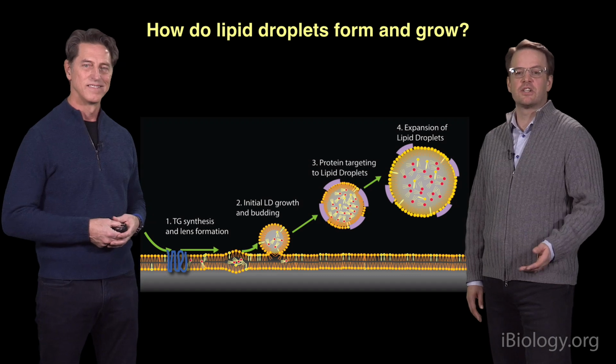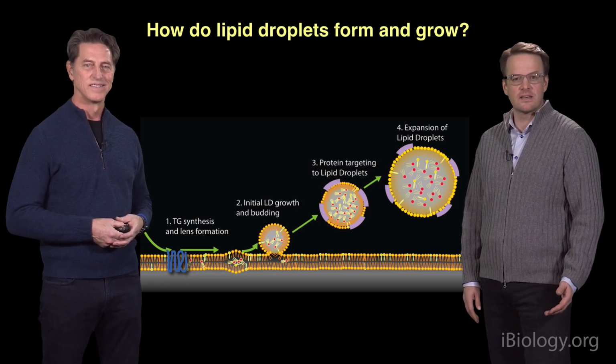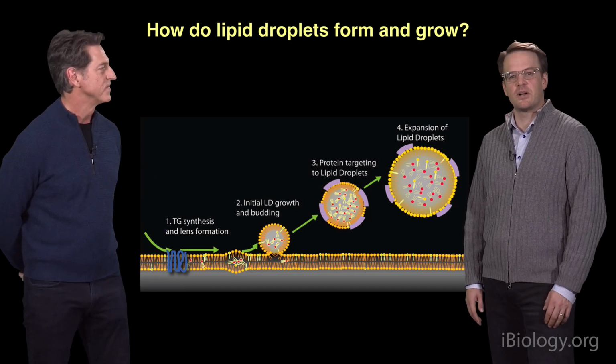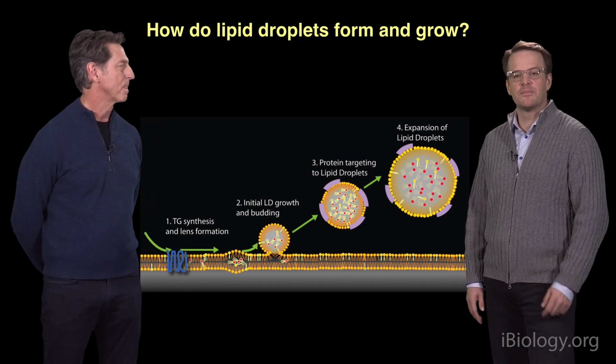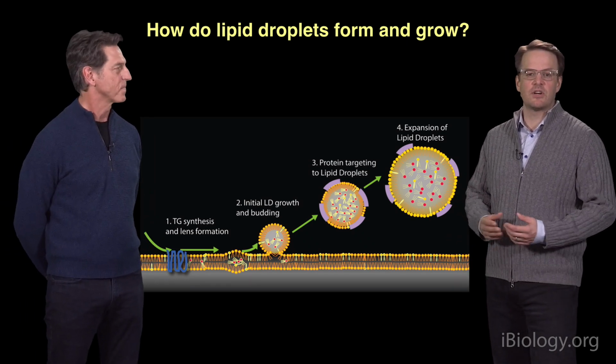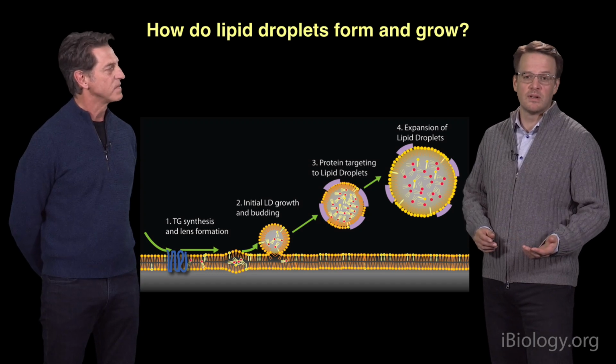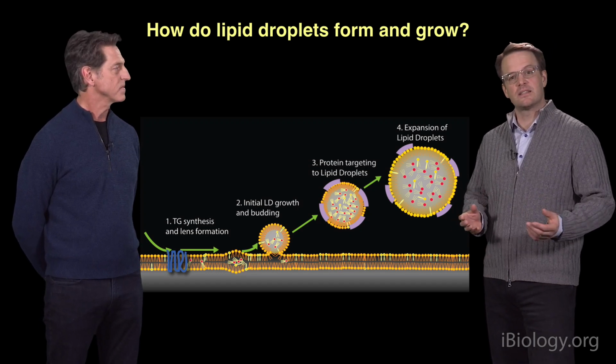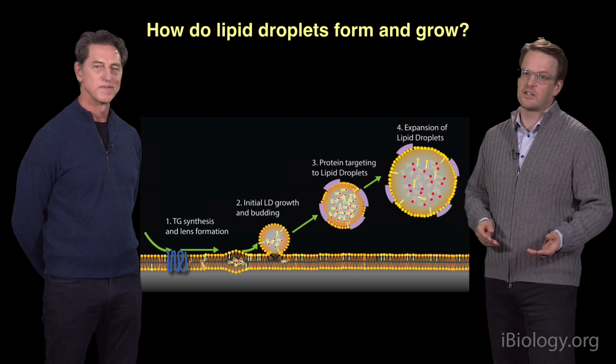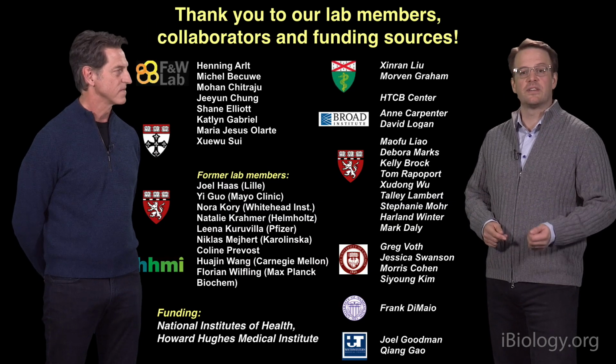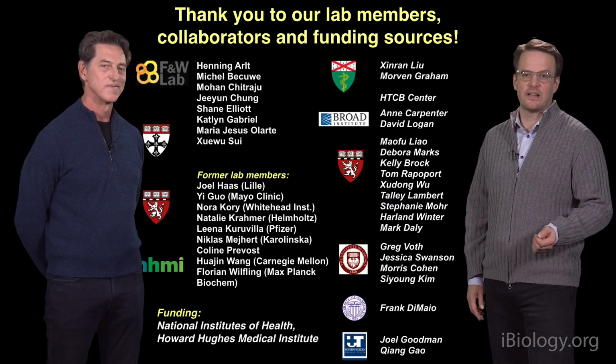So in this part of our lectures, we told you about triglyceride synthesis and the initial stages of lipid droplet formation at the endoplasmic reticulum. But what happens next? How do the lipid droplets acquire their specific proteome? How do they grow in size and detach from the ER? And what are their functions in the cell? We'll tell you about that in the next part of our lectures.